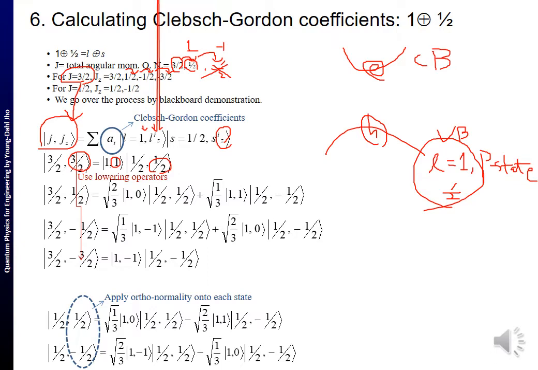And then we apply the lowering operator on both sides. Here we apply J minus, and on the other side L minus and S minus. This L minus is applied only onto the first part, and S minus only onto the second part. Then you will get this one. So this will be our homework problem.